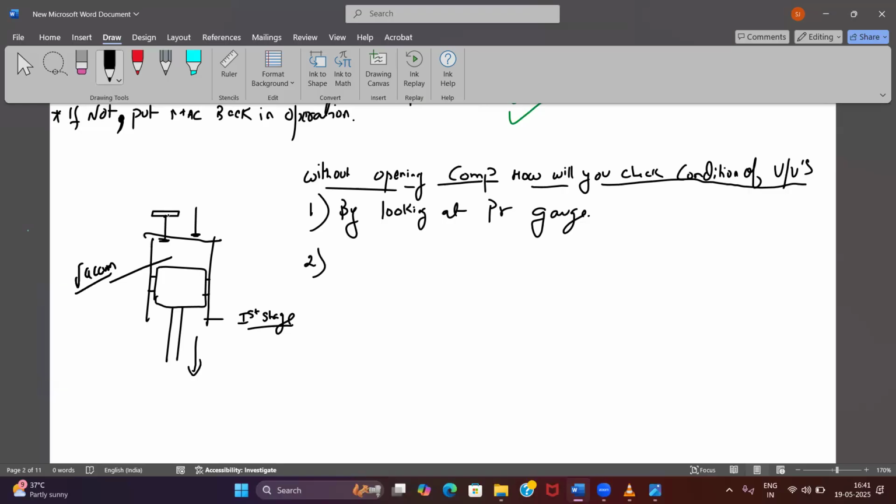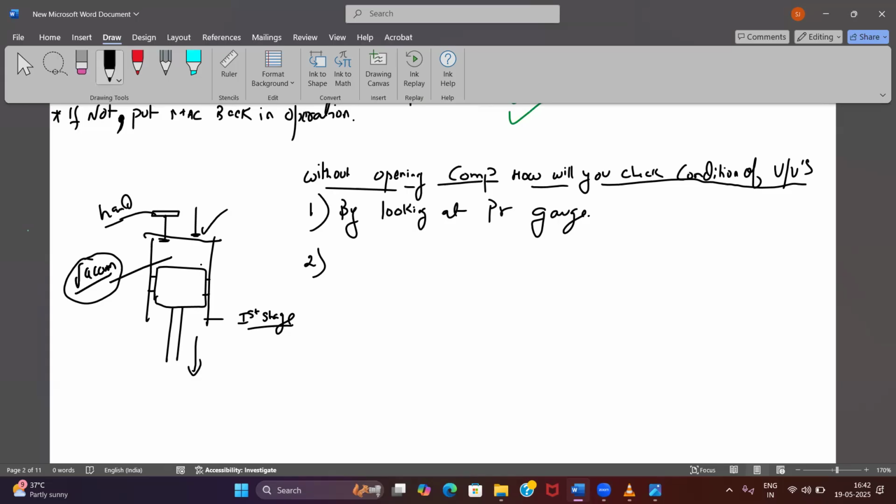Okay, you have removed the filter and kept your hand. When the piston is moving from TDC to BDC, will you feel vacuum? Yes, sir. If you feel vacuum, can I say my delivery valve is okay? Yes, sir.